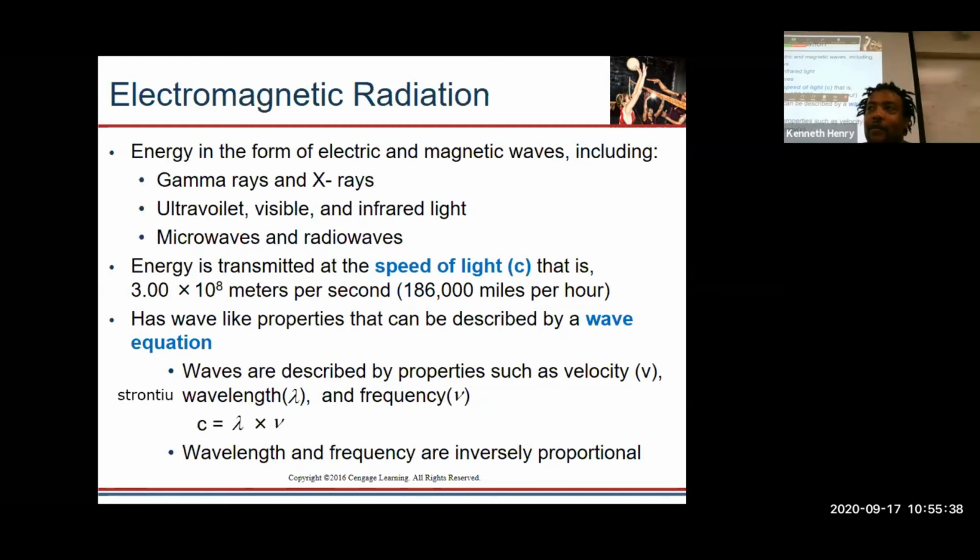Okay, so radio waves, right? Those are all forms of waves. And believe it or not, they're all forms of light. So light waves all travel at the same speed, okay? The difference between all of those different waves is either the wavelength or the frequency.